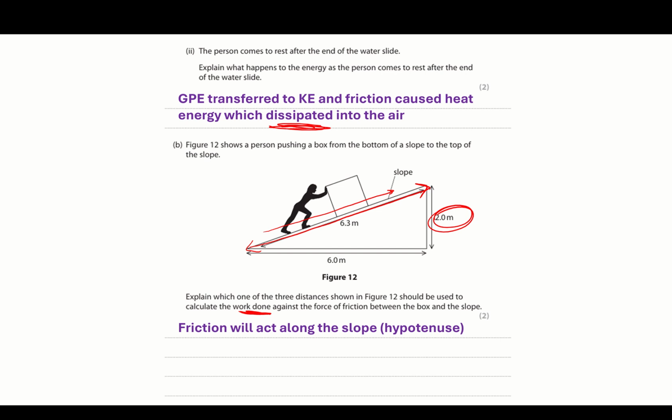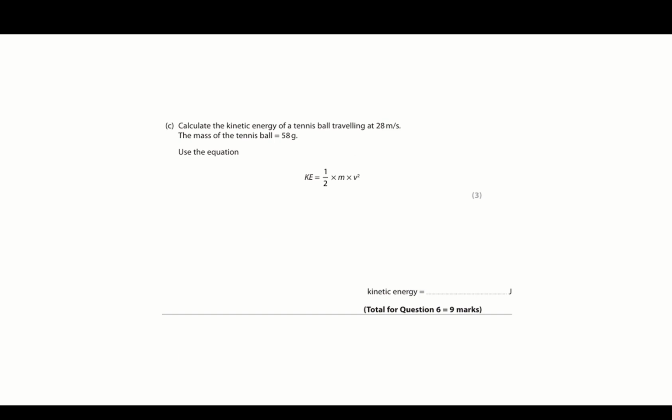They're doing work against friction. Work equals force times distance. So that's our fat, wobbly dinosaurs. And try to use as many equations as you can in the worded ones. So we will need the 6.3 meters.